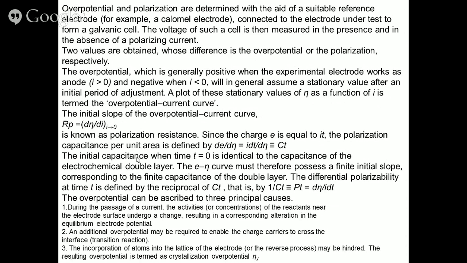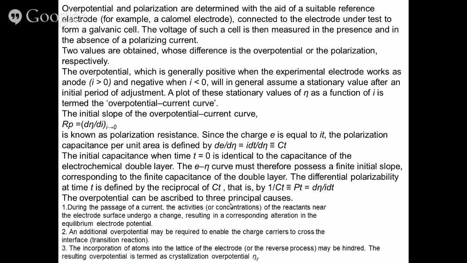The initial capacitance when time is equal to 0 is identical to the capacitance of the electrical double layer. The E-eta curve must therefore pass through a finite initial slope corresponding to a finite capacitance of the double layer. The differential polarizability at any time t is defined by the reciprocal of Ct, that is 1 over Ct, is called this parameter.